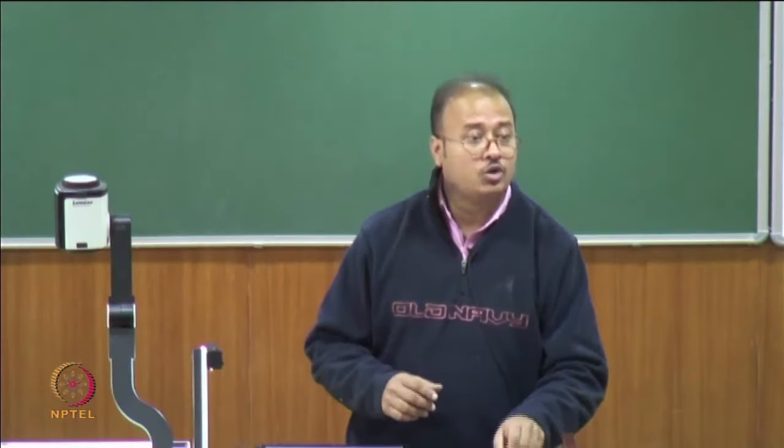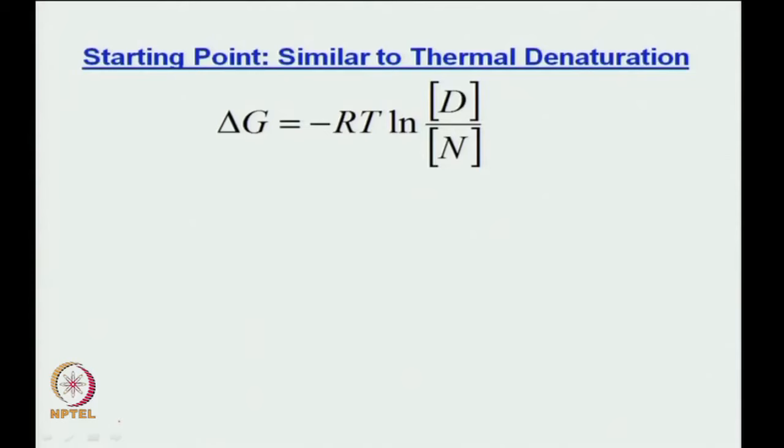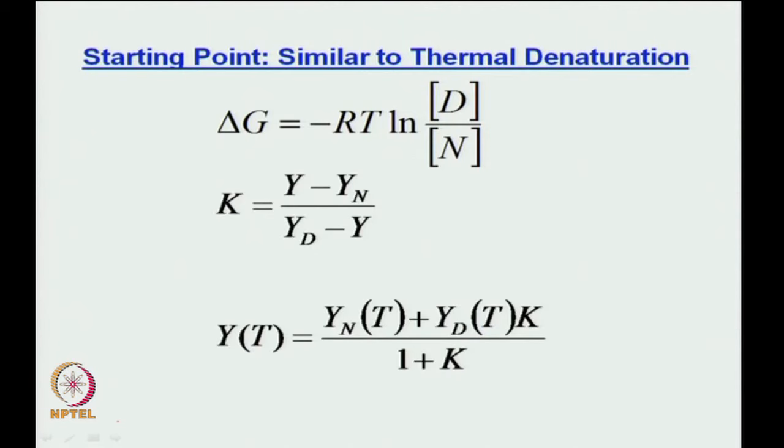But let us go forward and look at what chemical denaturation is all about and how it is different from thermal denaturation. The starting point is very similar. Again you take a two state model, that means you are going from N to D, nothing in between. So delta G is given by this equilibrium constant, which we derived yesterday in class. And here y is given by this expression.